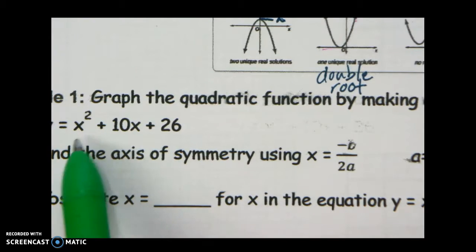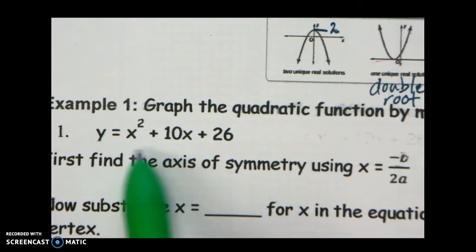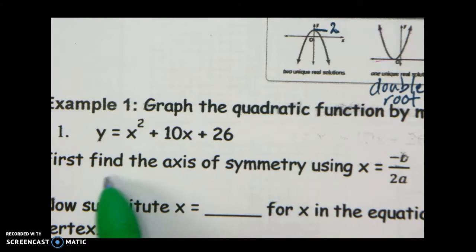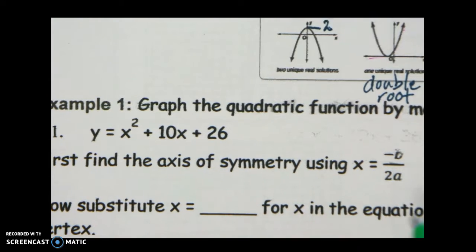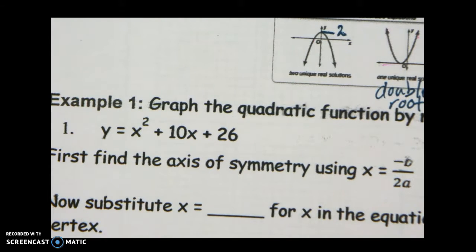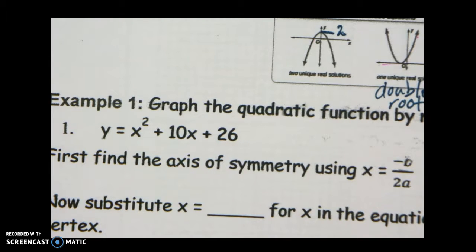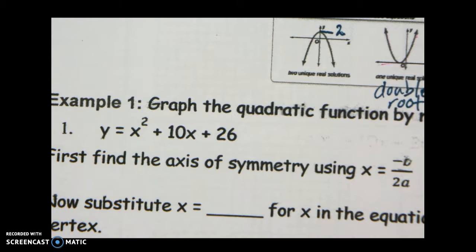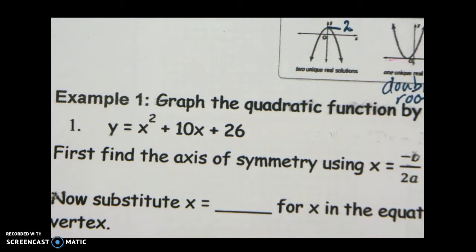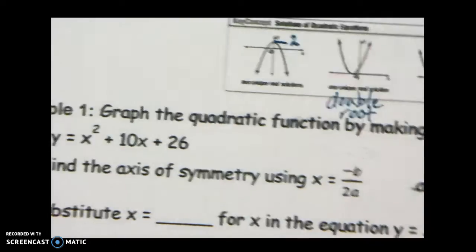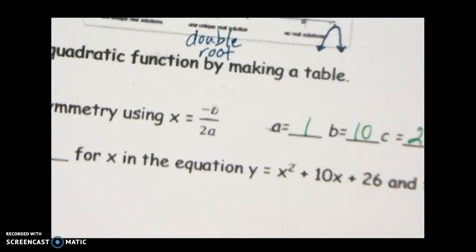So looking at the equation, y equals x squared plus 10x plus 26. Find the axis of symmetry by using the formula x equals -b over 2a. On this one, a is the coefficient in front of x squared, which is 1. b is the coefficient in front of x to the first, which is 10. And c is the number sitting by itself without a variable, 26. Okay, so then I'm going to figure out what my axis of symmetry is.